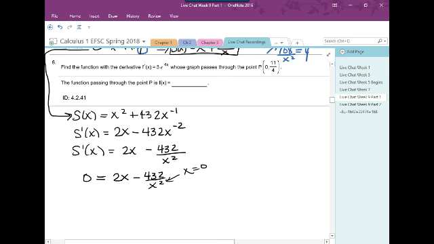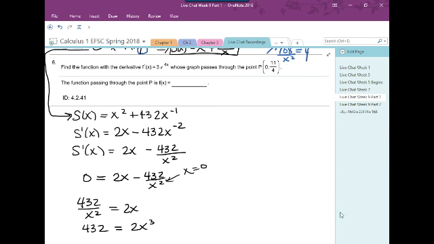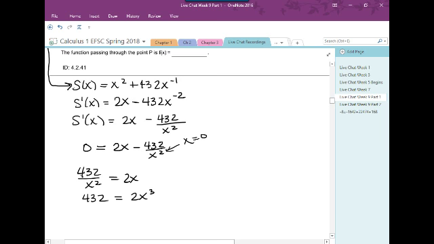All right, so let's move the 432 over x squared to the other side, so it'll become positive. Multiply both sides by x squared, so we have 432 equals 2x cubed. Oh, look at that. We can solve this by factoring. So we're going to have 0 equals 2x cubed minus 432. And dividing by 2 then, 0 equals x cubed minus, does 2 go into there? Of course it does. 432 divided by 2.